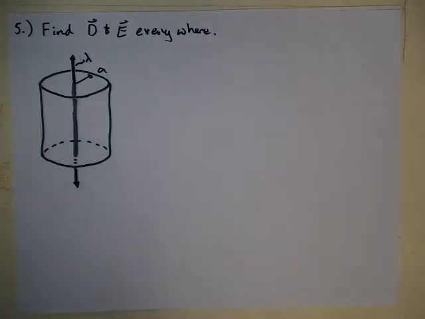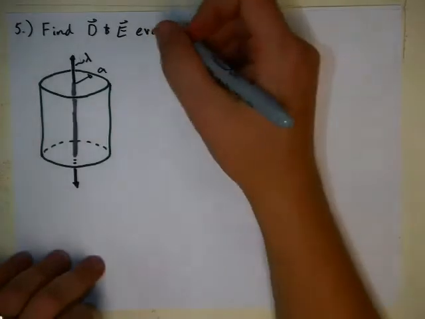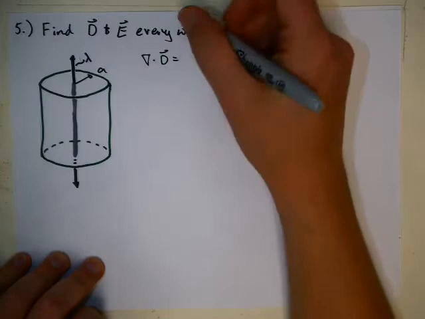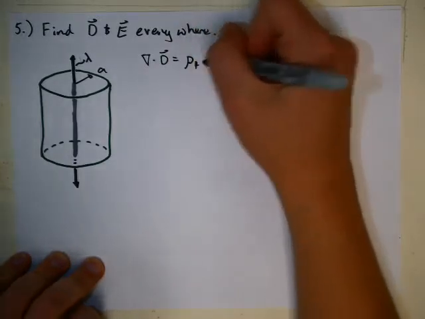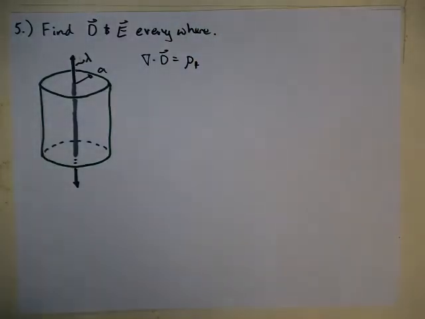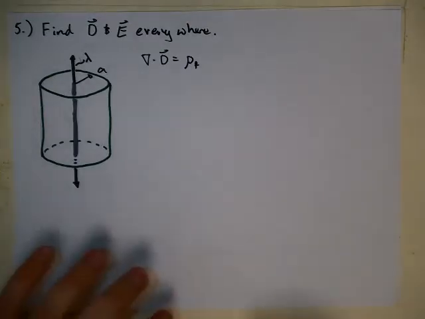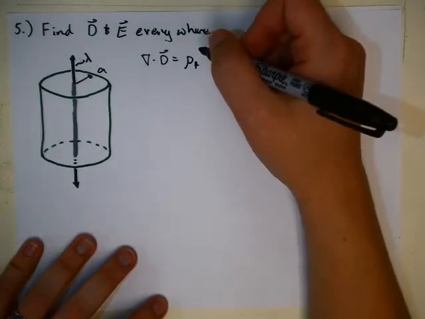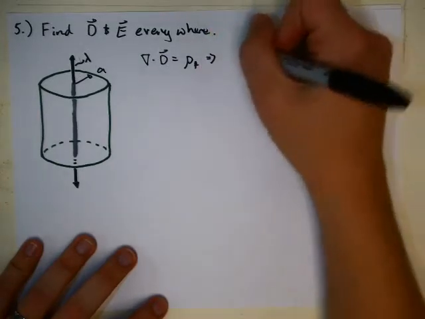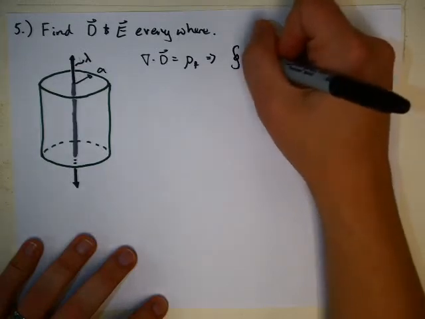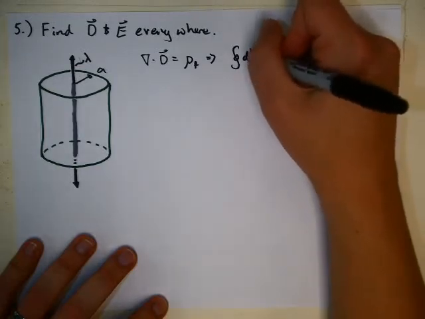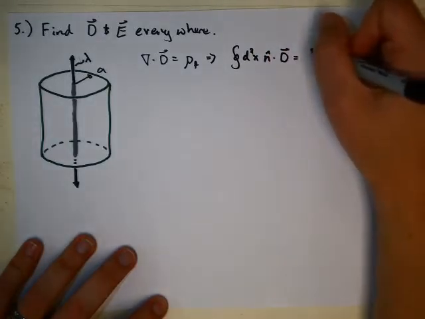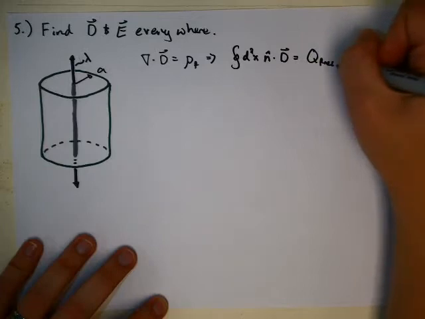To solve this problem, we're going to use the equivalent of Gauss's law. The Maxwell's equation, Gauss's law, in differential form for the displacement is del dot displacement vector D equals the free charge. We're going to integrate it, and that turns it right into the integral form of Gauss's law: the integral over some surface dA of n hat dot displacement vector D is going to be equal to the Q free enclosed.